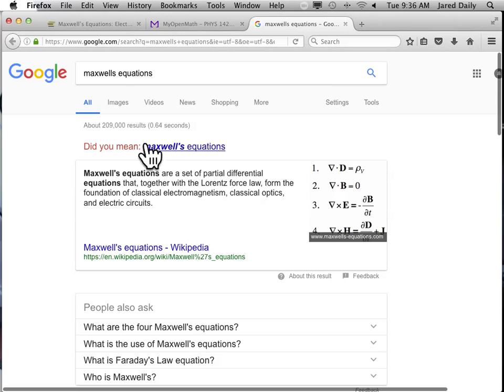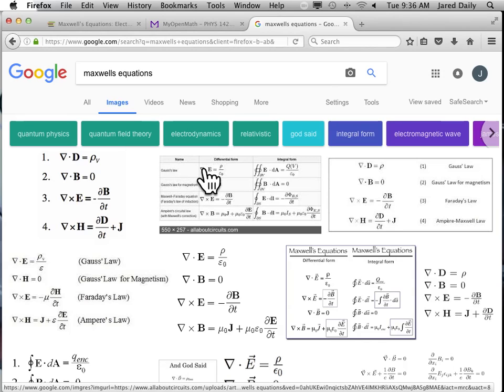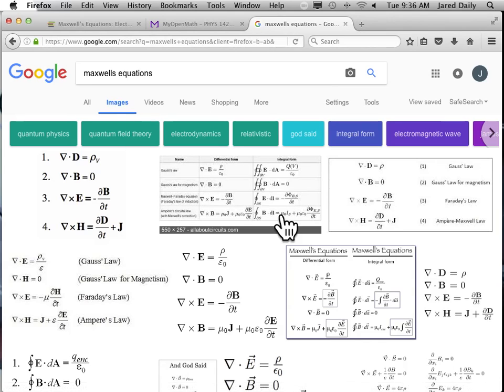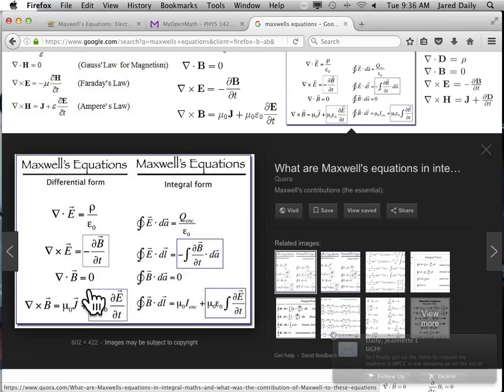There's a website, Maxwell's equations. I'm going to look at this one here. So this gives us two different versions of the equations right here. This is called the differential form of the equations, which is probably a little beyond most of us in this class. However, this one is maybe a little bit more understandable.